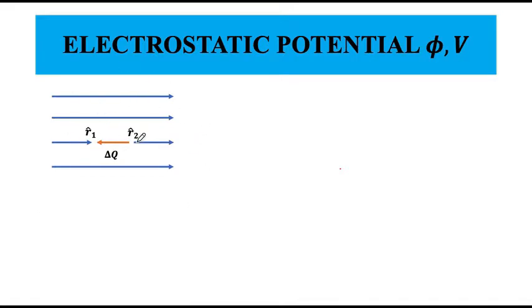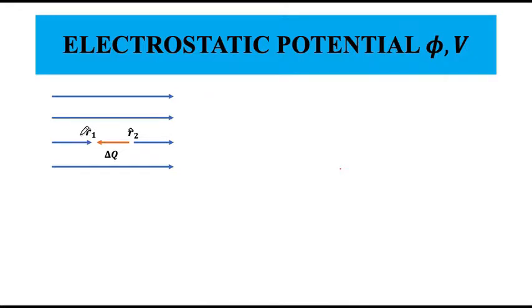Now consider two points here, R2 and R1. Imagine that I am taking a particular test charge delta Q. I am going to move this test charge from R2 to R1, along this orange path. Remember that my electric field is uniform, which means its magnitude is not changing and its direction is always along this horizontal to the right. So I am moving from R2 to R1.